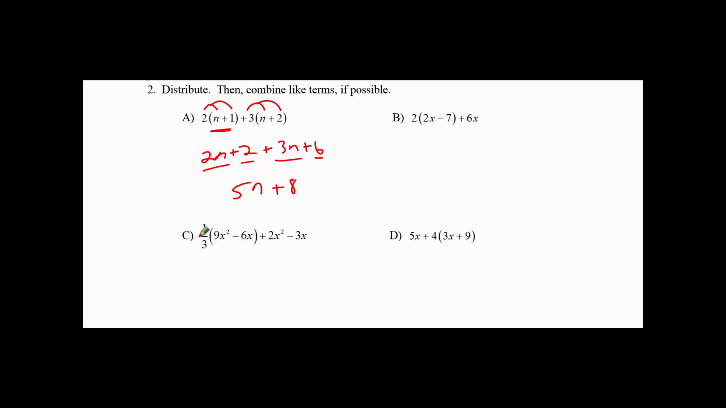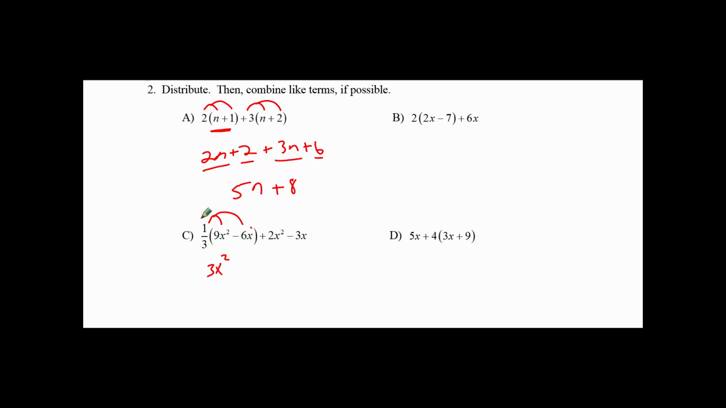Let's try C. That's a tough one. Alright, we distribute our 1/3. Now, you're multiplying by 1, and then you're dividing by 3. So 1 times 9 is 9. Divided by 3 is 3. And then you still have your x squared.